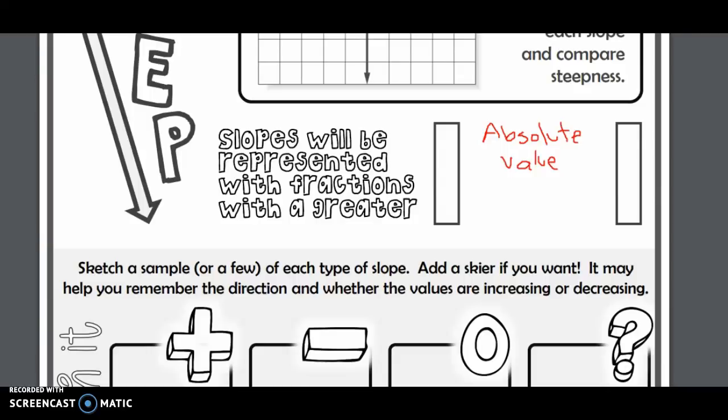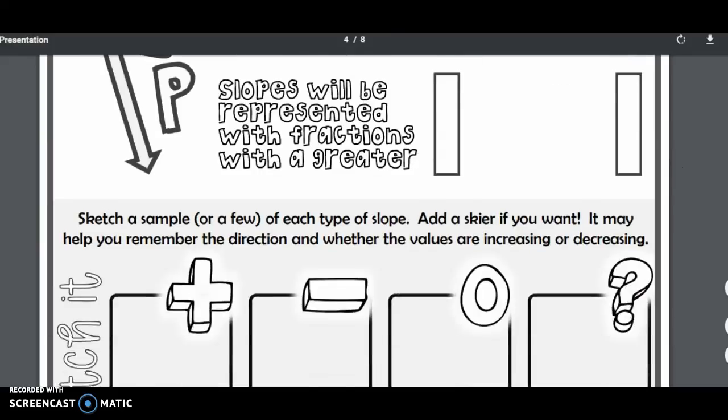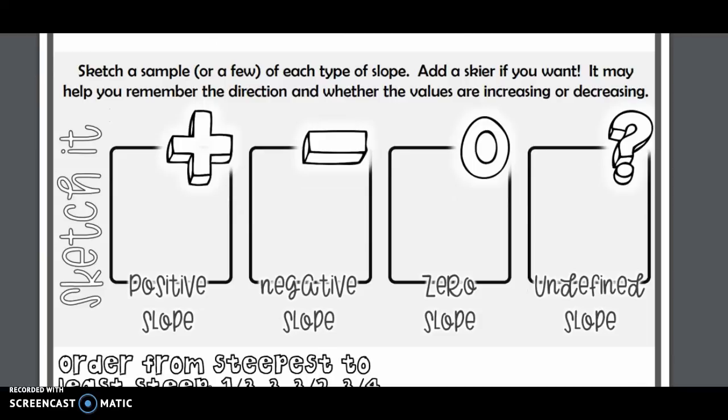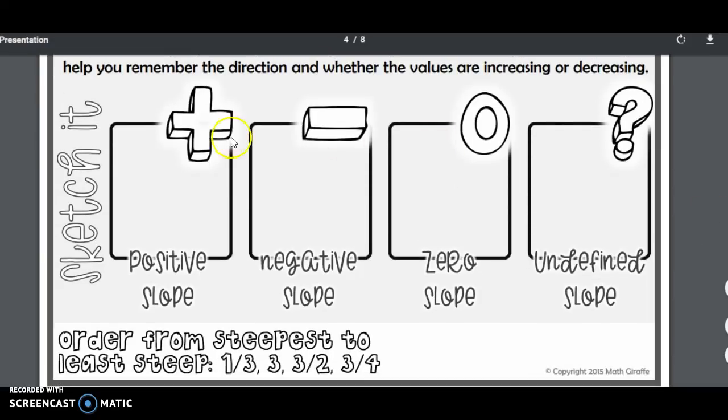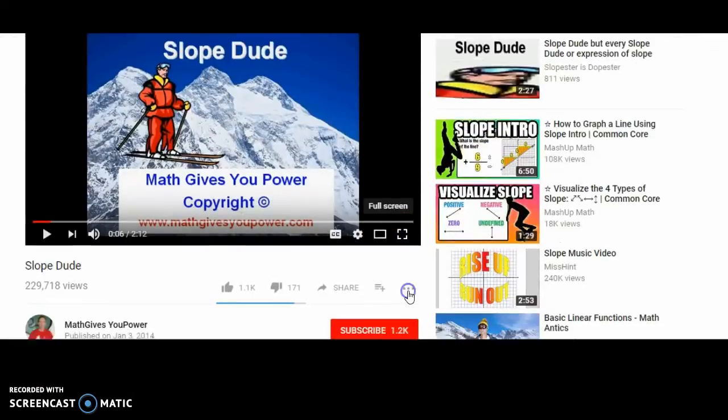In this video, we're going to talk about different kinds of slopes. So let me scroll down. Okay, it says sketch a sample or a few of each type of slope. Add a skier if you want. It may help you to remember the direction and whether the values are increasing or decreasing. So before we fill this in, even though I bet you could probably think of it yourself, I have a cute little video for you to help remember what positive, negative, zero, and undefined slopes are. Mrs. Gandro showed us this video and we thought it would be perfect. Here we go.